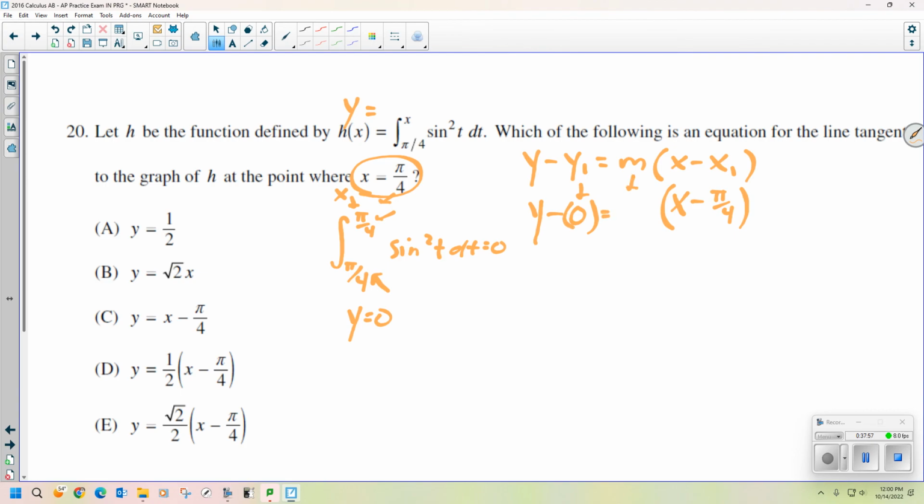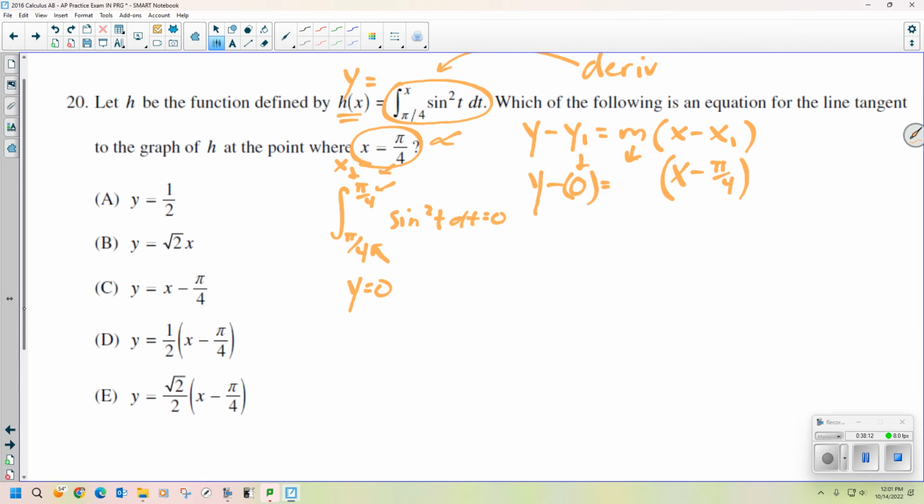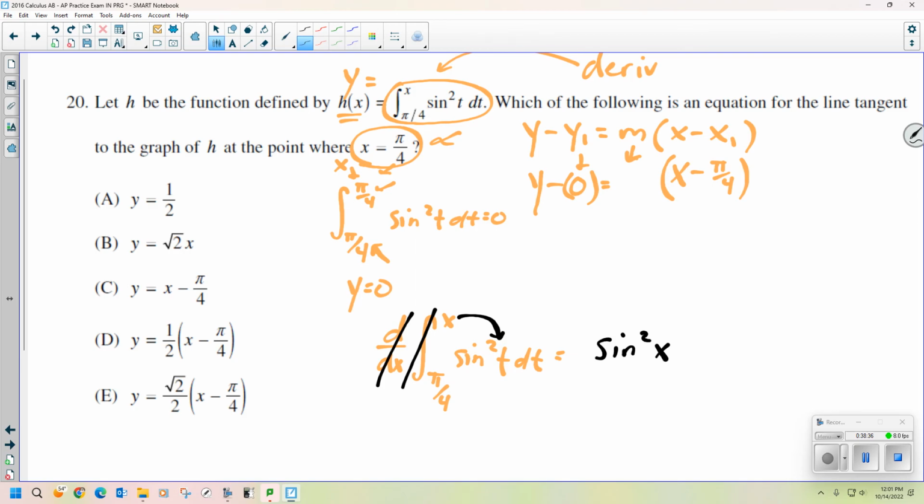I need the derivative. I need the derivative of my equation at this point. Slope is derivative, so I need the derivative of the integral of x to pi over 4 of sine squared of t dt. Now the derivative and integral go bye-bye, and the x goes in for my t. So it's sine squared of x. At what value of x? When x is pi over 4.